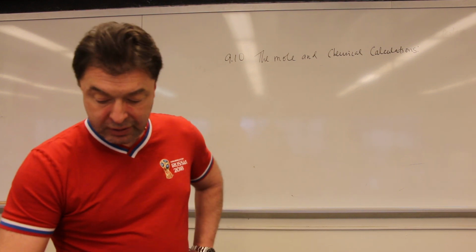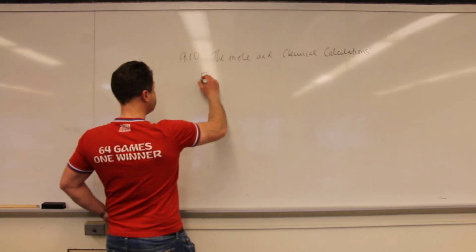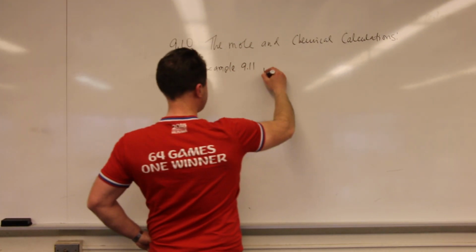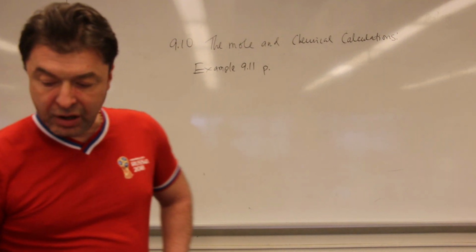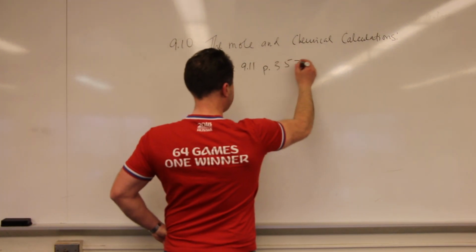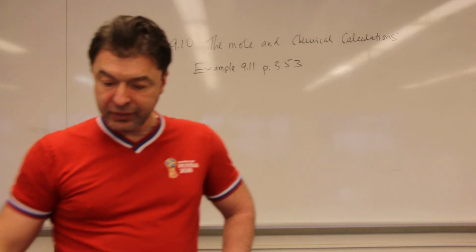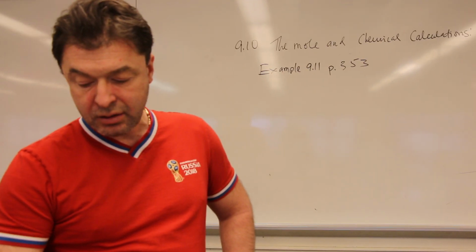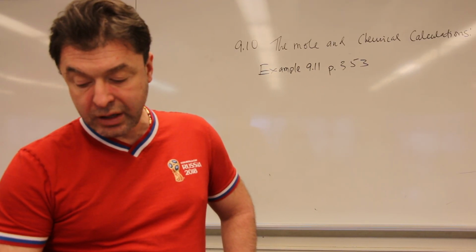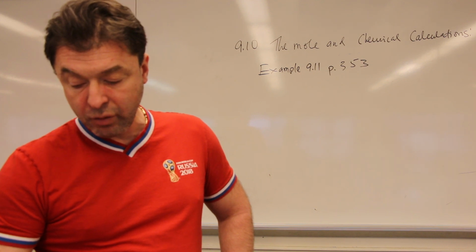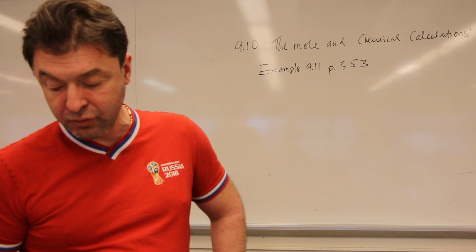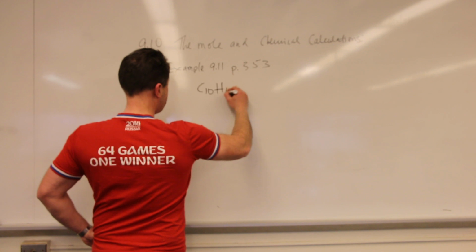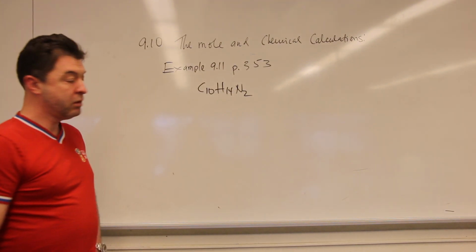Example 9.11 is on page 353. There is the following problem. Nicotine, the second most widely used central nervous system stimulant in our society, caffeine is first, occurs naturally in tobacco leaves. Its chemical formula, and that's what I want to get right now, is C10H14N2. That's your formula for nicotine.